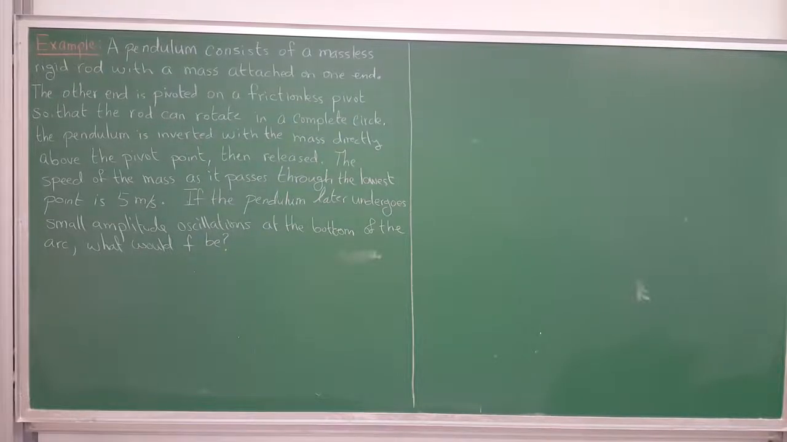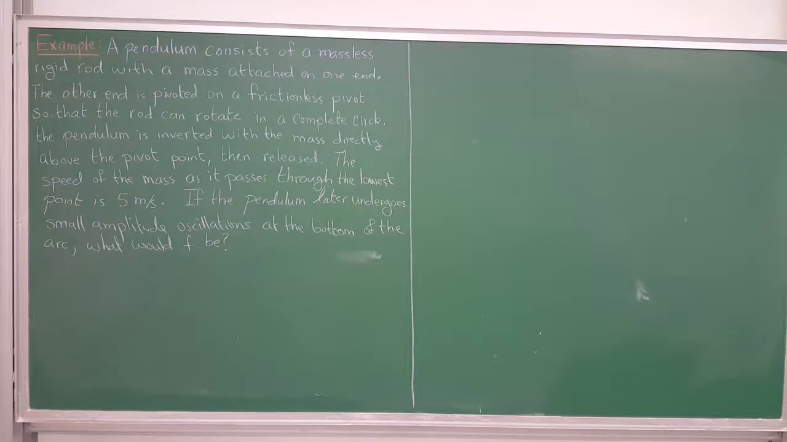Hi, welcome back. We're still in the Oscillations chapter, and now we're doing example problems from the end of the chapter. So, in this first one, to start off, we have a pendulum, and it consists of a massless rigid rod with a mass attached on one end.